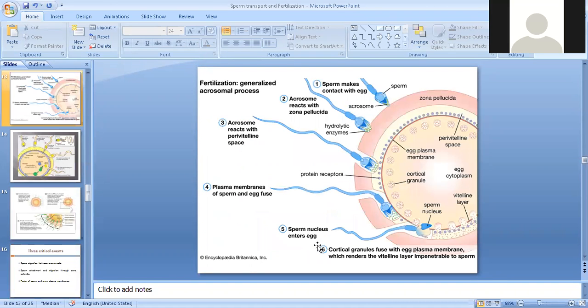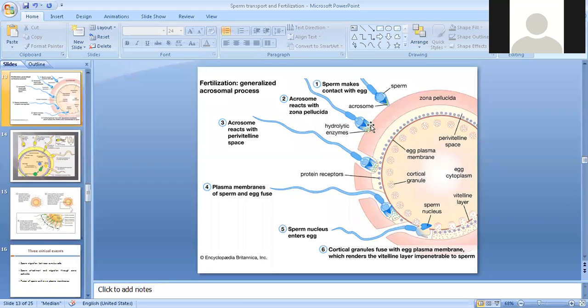This is the pictorial depiction of how fertilization occurs. This is a sperm which approaches the oocyte or ovum. Once the sperm approaches the ovum, it comes in contact with it. Then the acrosomal reaction occurs, which leads to release of hydrolytic enzymes from the acrosome of the sperm.